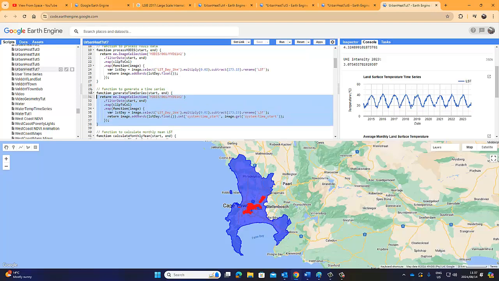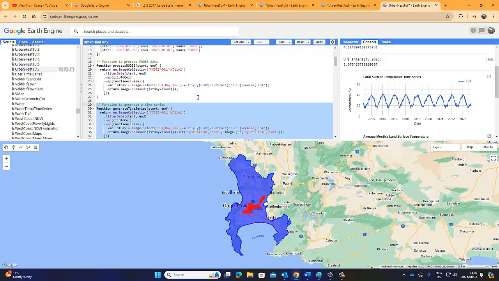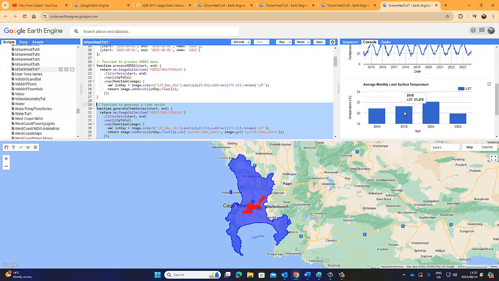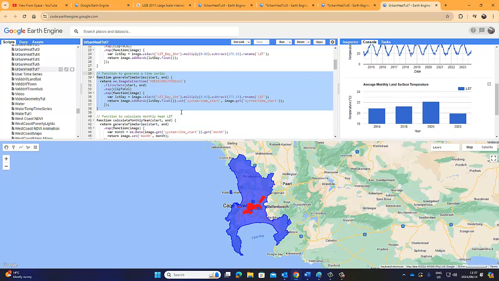Yeah, this is just a time series chart. This is to create this. I'm not going to spend too much time on the charts for now. I want to spend time on the images. So we're going to leave this alone.